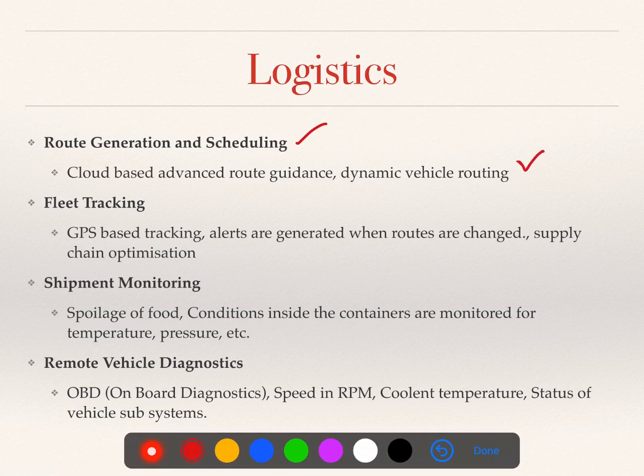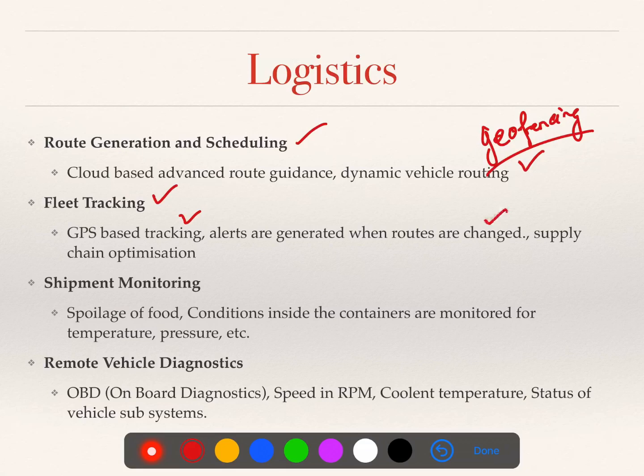Even some vehicles nowadays come with dynamic routing. That means the vehicle movement can be monitored, and we can call something like geofencing. Geofencing means you cannot move your vehicle beyond a particular geographical area. This geofencing is also now enabled in some logistics arrangements. Then fleet tracking. In fleet tracking, usually we see GPS-based tracking. Alerts are generated when routes are changed. When the routes are changed, an alert is automatically sent to the shipment manager, who can see whether the vehicle is going in the correct direction or the route has been changed.